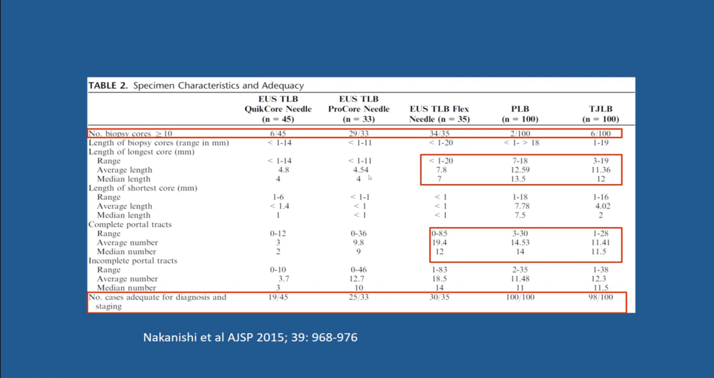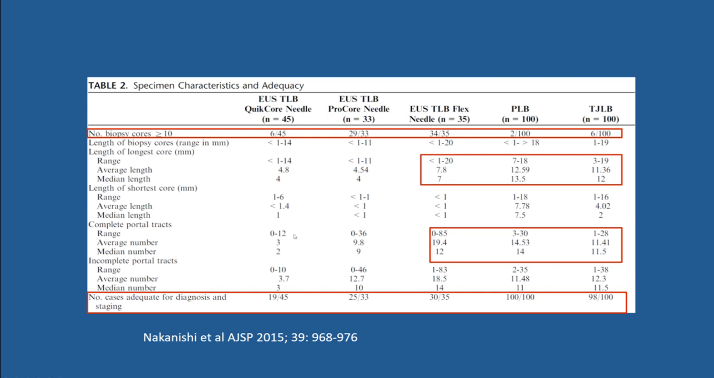But when we started looking at the length of the core, because remember, all the traditional papers have talked about the length of the biopsy core as being very important for adequacy, we found that the length was definitely less in these EUS type of specimens. So 12 to 13, 12 over here, and it's only 8.